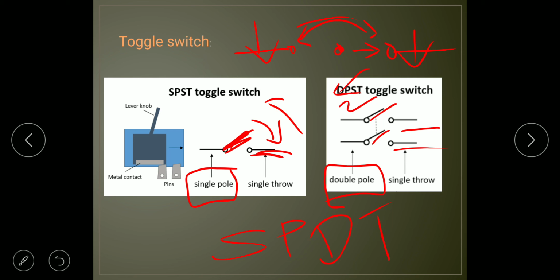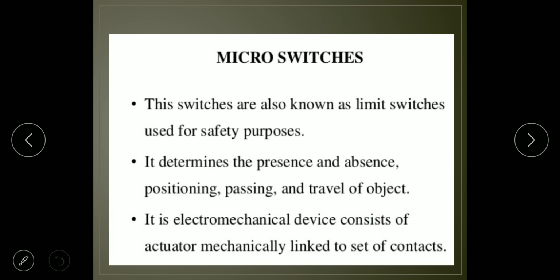Okay, after that, micro switches. These switches are also known as limit switches, used for safety purposes, and they determine the presence or absence, positioning, passing and travel of an object. It is an electromechanical device consisting of actuators mechanically linked to set the contacts. Some features of the micro switch are a wide variety of actuators, high precision, high breaking capacity, typically 15 ampere, wide operating speed range, and it can operate on AC and DC.